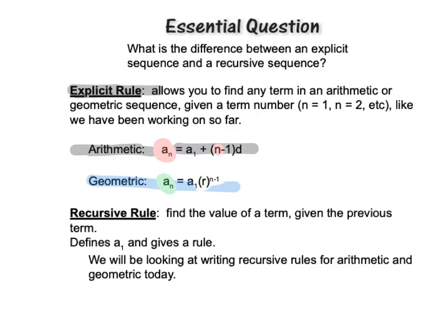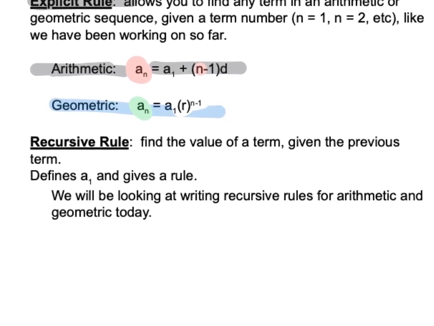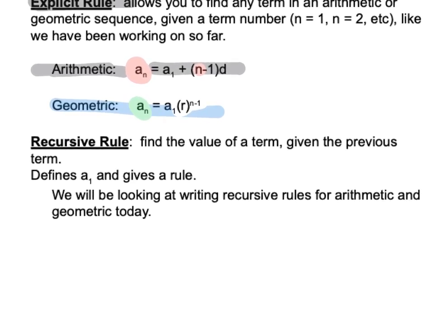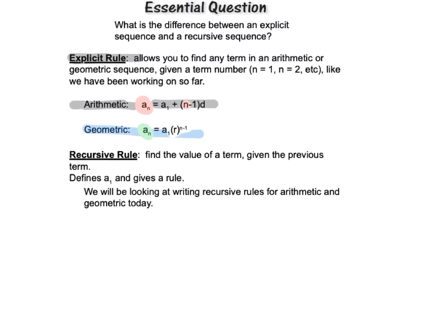Now we're going to look at a recursive rule. And writing a recursive rule just means that recursive means you're looking at what's before you. So recursive means we are going to look at the term previous to the one we want and give a rule on how to get the next term. So today we're going to talk about recursive rules, how to write them, and then how to go between explicit and recursive. Now, as you're listening to this video, it's going to be fairly lengthy, but you have 2 full class periods to get done with the video, the notes, and the homework that goes with it.